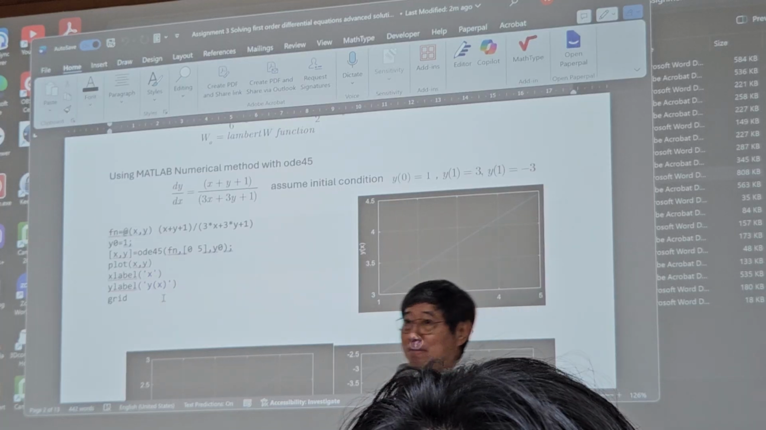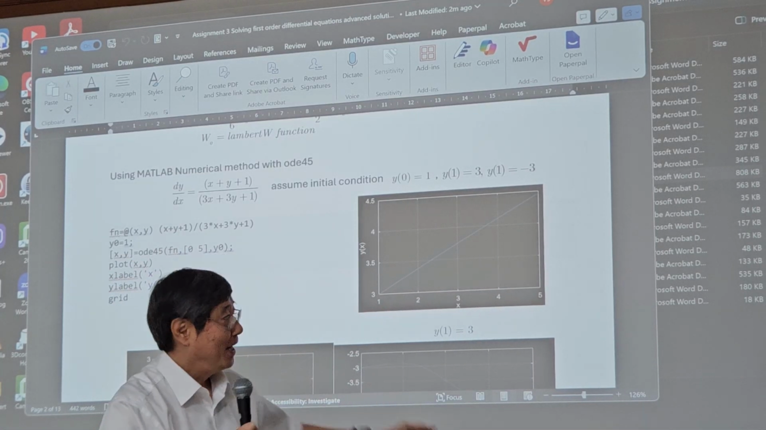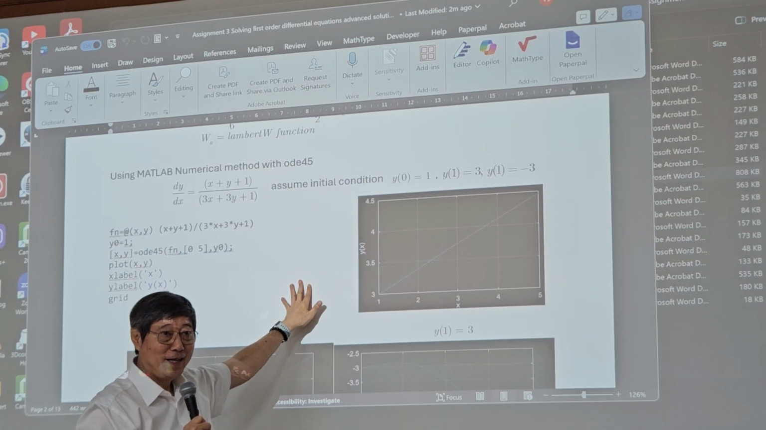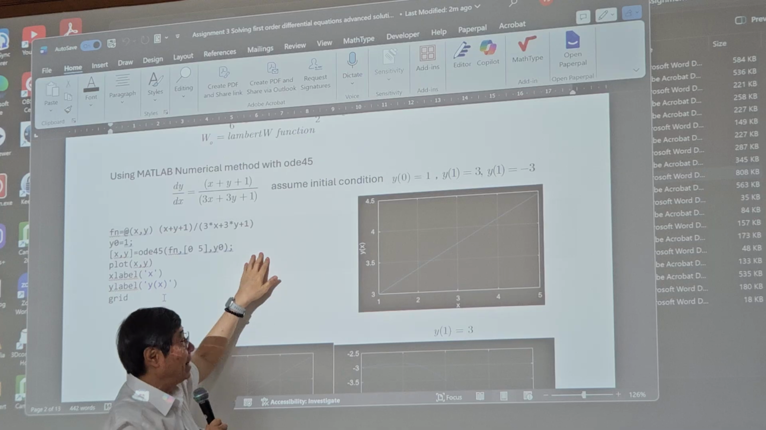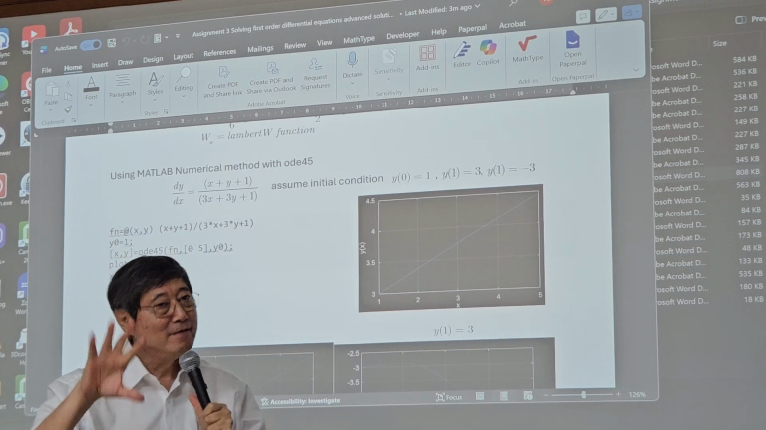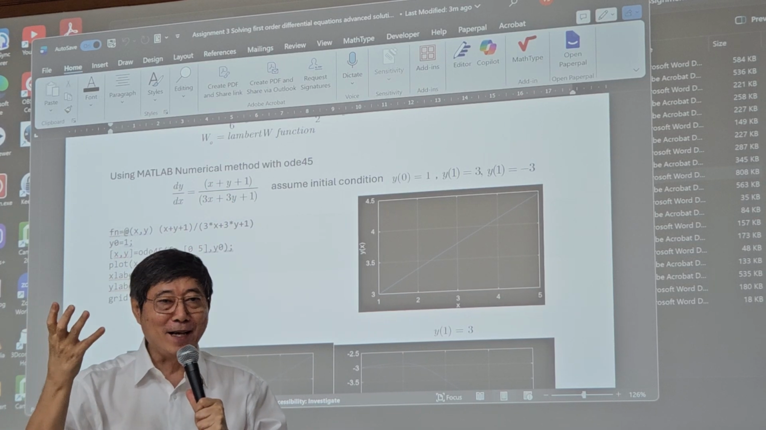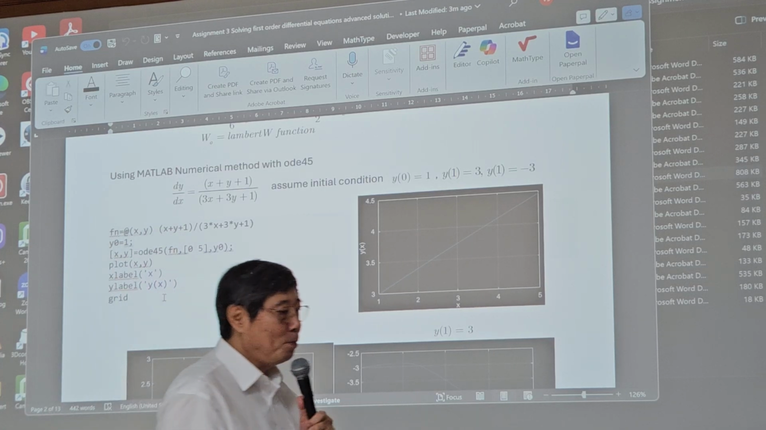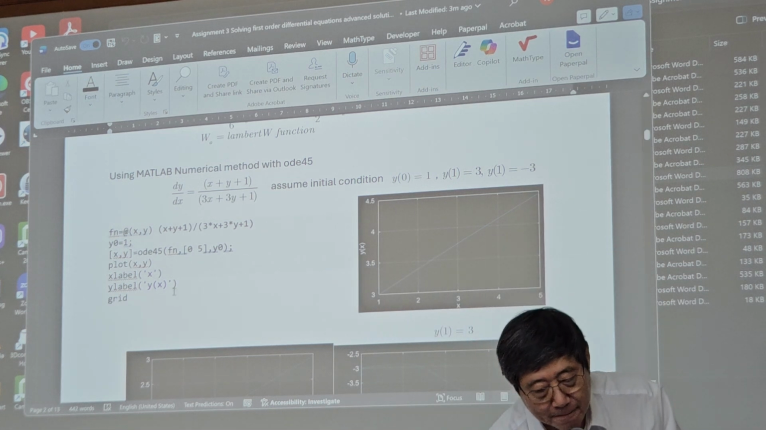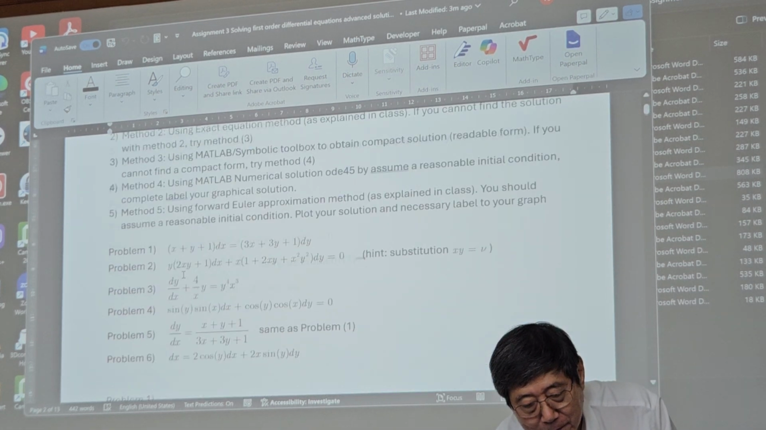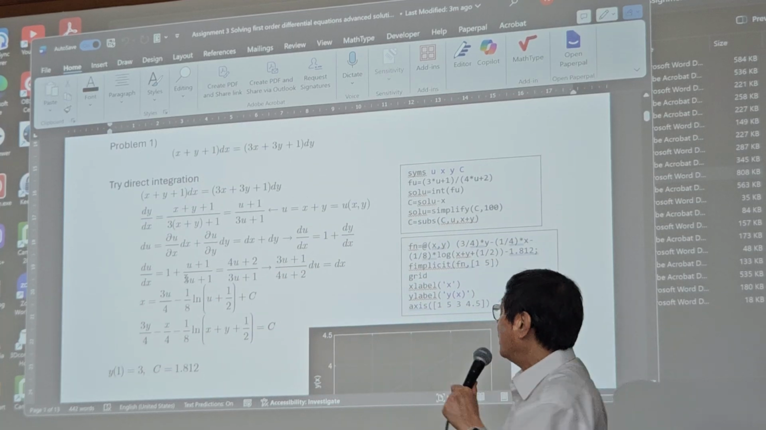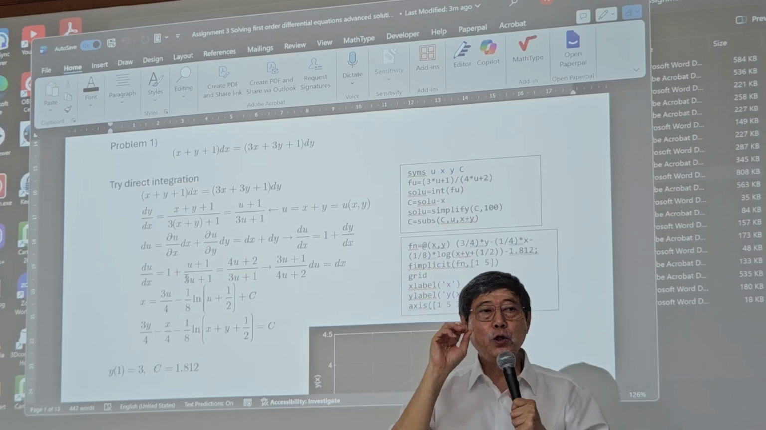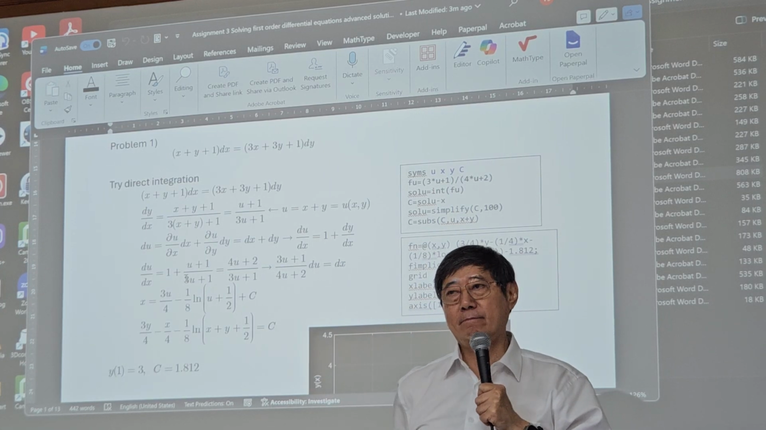If it's not the same, maybe this one is wrong and that one correct, or that one correct and this one wrong. But if you have this one and that one the same plot, it means that 90% should be correct, right? To plot an implicit function, you can use fimplicit. You can use fimplicit to plot.